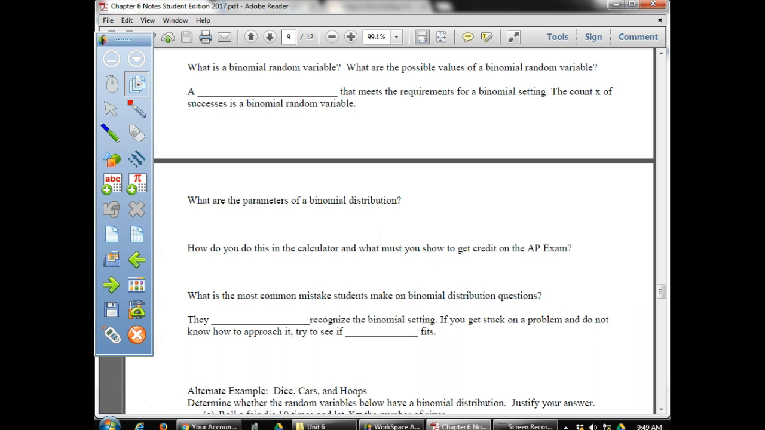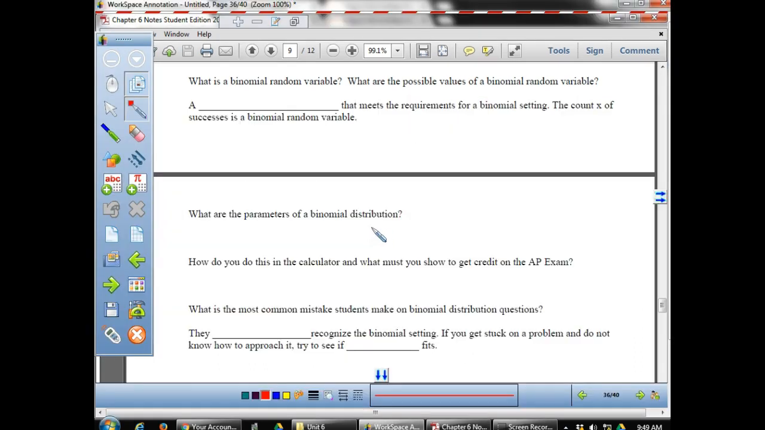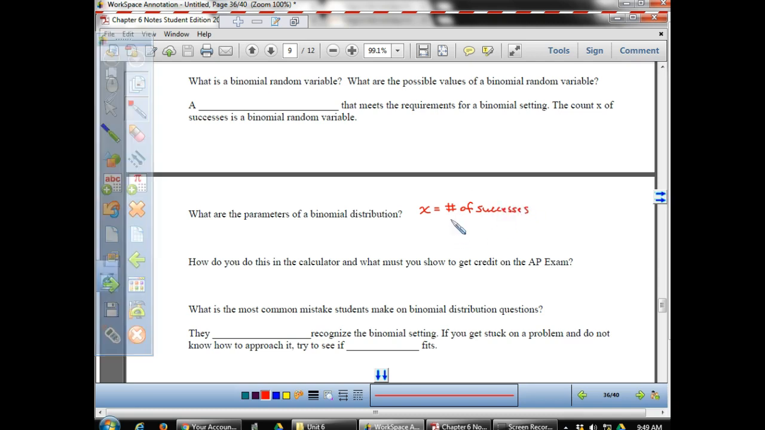So what are the parameters of a binomial distribution? We need X, which represents the number of successes. That just means if I flipped a coin 10 times and I want to know the probability that I get exactly 4 heads, I am talking about 4 being the X here. N is going to be the number of trials. And P is going to be the probability of success on each trial.